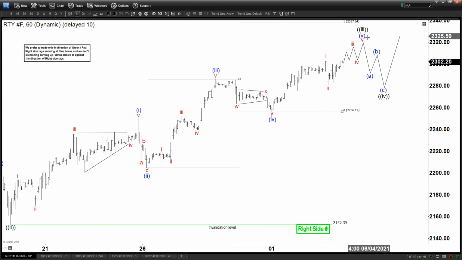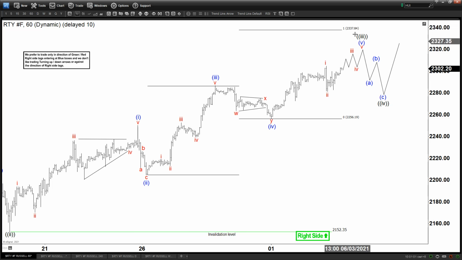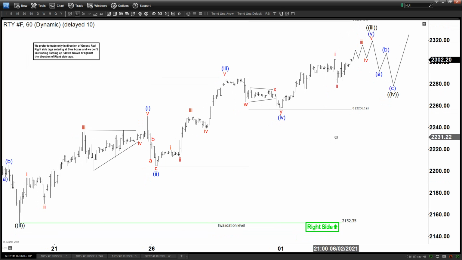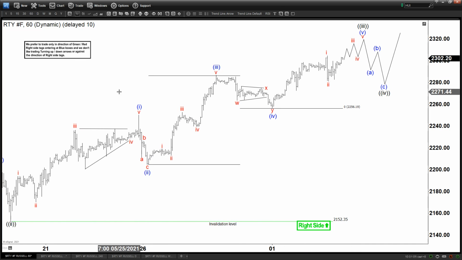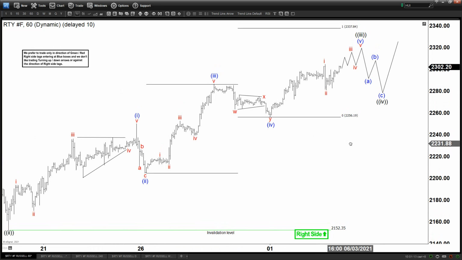Wave 5 is projected not to pass above 2337 for now, so that means it is okay. The rule says wave 3 cannot be the shortest wave. A lot of people mistakenly believe the rule says wave 3 has to be the longest, which is not correct. The rule says wave 3 cannot be the shortest wave. In this case, this is going to be longer than this. Now, if this breaks above 2337, we have to adjust the count.